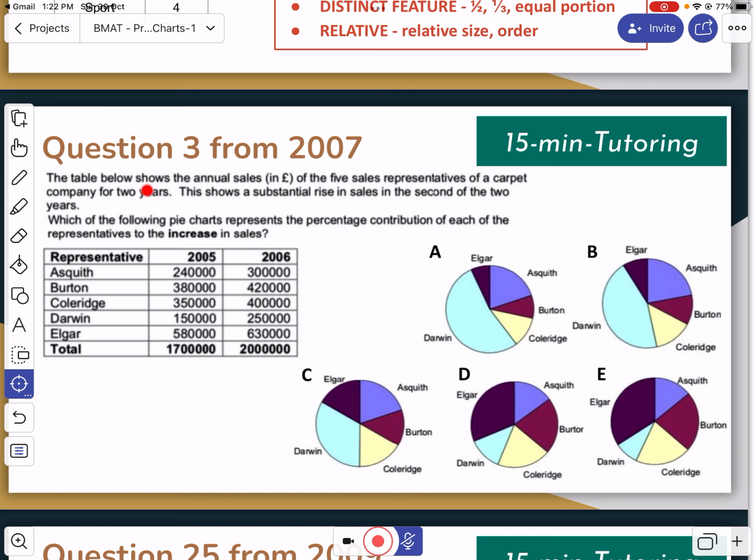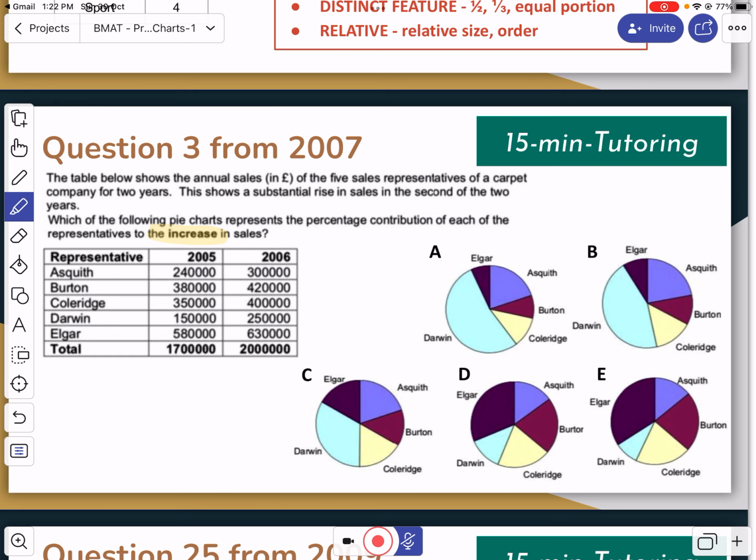The table below shows the annual sales of the 5 sales representatives of a carpet company for 2 years. This shows a substantial rise in sales in the second of the 2 years. Now, the question is as follows. Which of the following pie charts represents the percentage contribution of each of the representatives to the increase in sales?